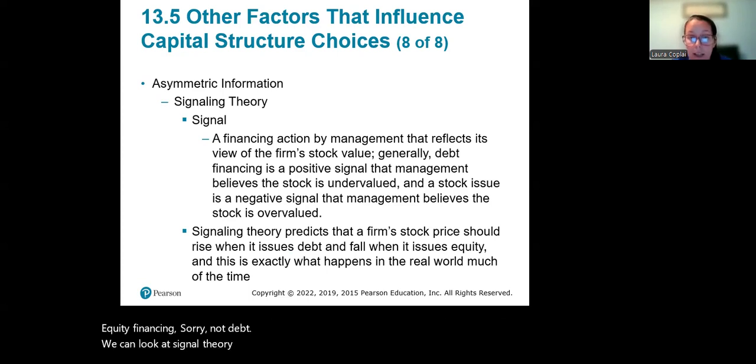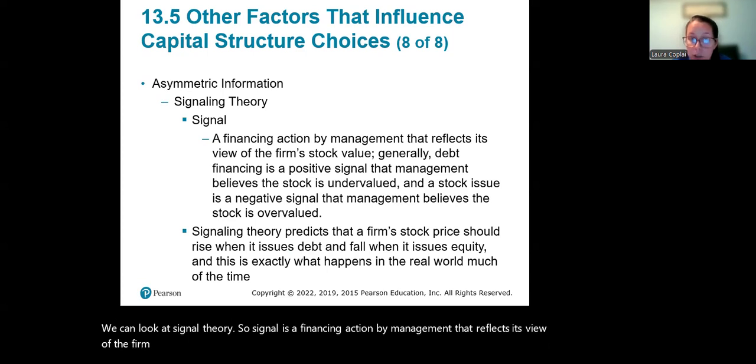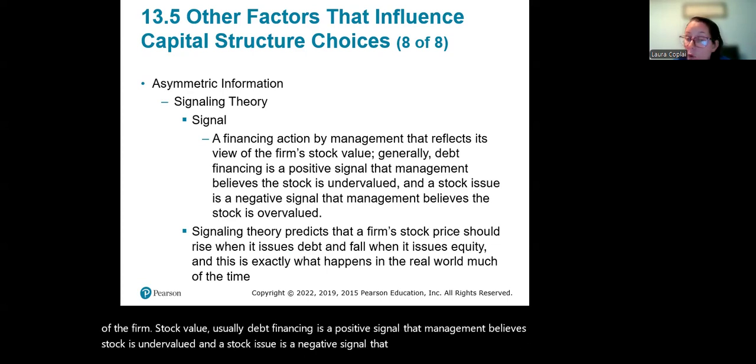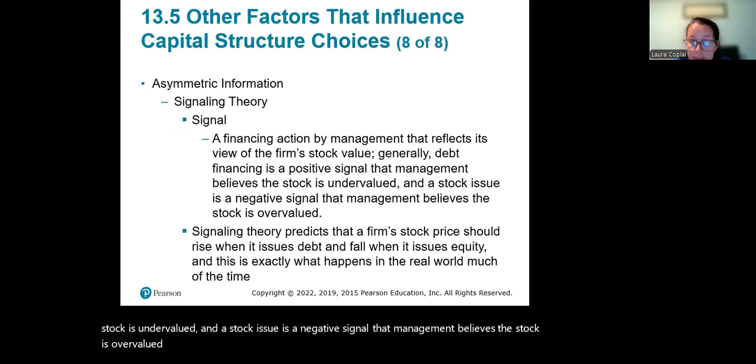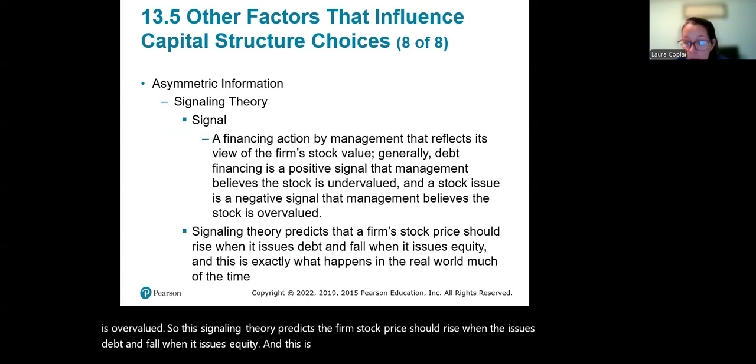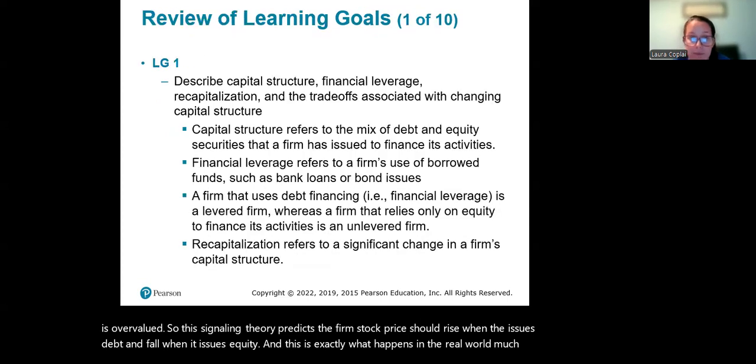So a signal is a financing action by management that reflects its view of the firm's stock value. Usually debt financing is a positive signal that management believes the stock is undervalued, and a stock issue is a negative signal that management believes the stock is overvalued. So this signaling theory predicts the firm's stock price should rise when it issues debt and fall when it issues equity. And this is exactly what happens in the real world much of the time.